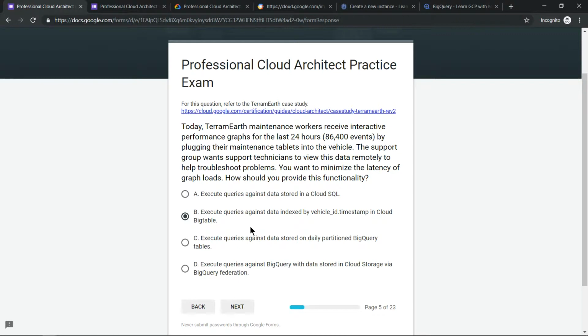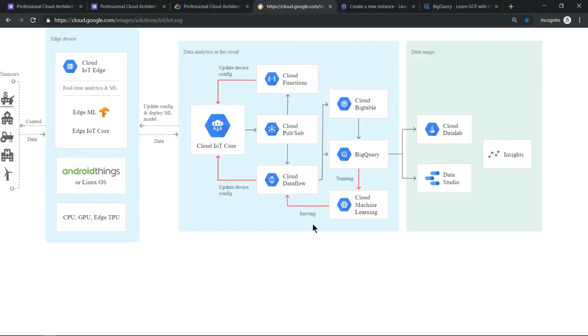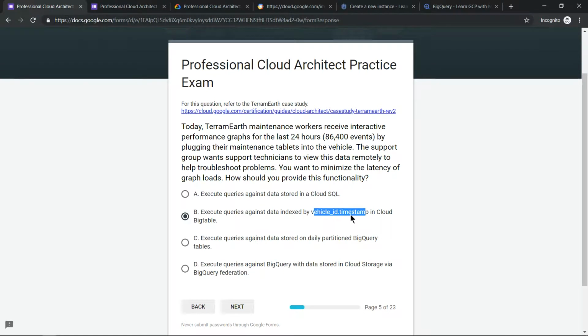The next option, execute the queries against data indexed by vehicle_ID.timestamp in Cloud Bigtable. So they are saying this has to be your row key. And if you recollect the previous video, part 4 on TerramEarth, we had seen this architecture. I had mentioned based on their case study, using BigQuery is a good choice, and I had mentioned don't use Bigtable. Now, in the options they are mentioning Bigtable as one of the options.